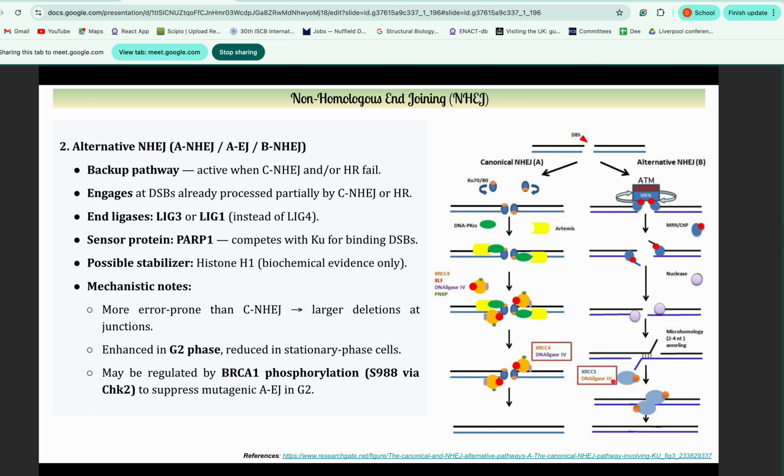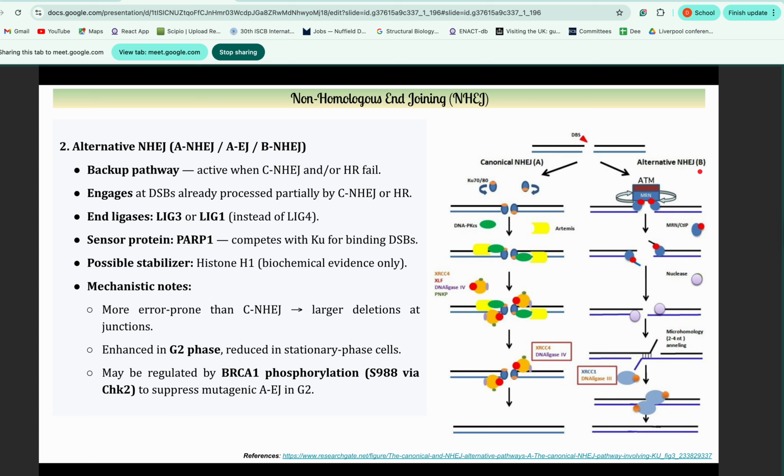So the overall takeaway message is that in canonical NHEJ, the canonical proteins are used, such as Ku70/80 and DNA-dependent protein kinases. This repair process is not that erroneous compared to alternative NHEJ because we are not losing much information. It does short base pair resection only, and then it ligates the ends with the help of ligase 4.